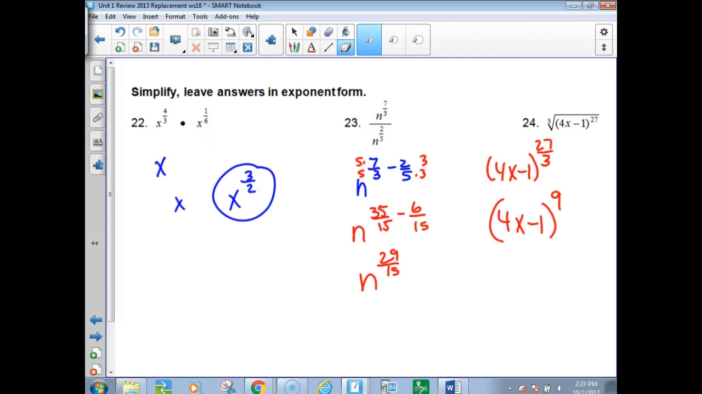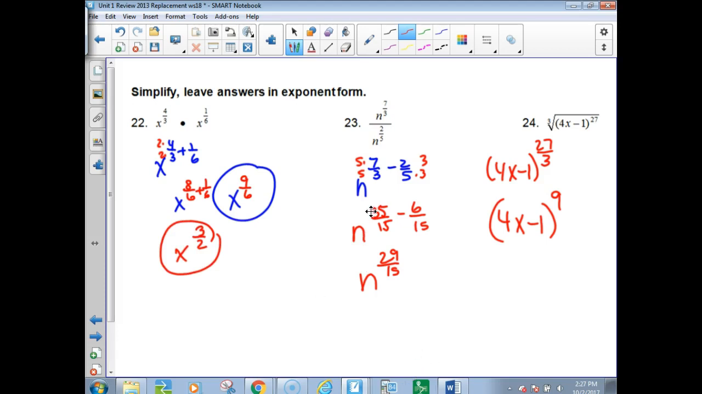So you're having to add the exponents because the bases match. So I have to do 4/3 plus 1/6. So I need to get a common denominator of 6. So I multiply the first fraction by 2, top and bottom, which gives me 8/6 plus 1/6, and that's 9/6, which you need to reduce to 3/2.